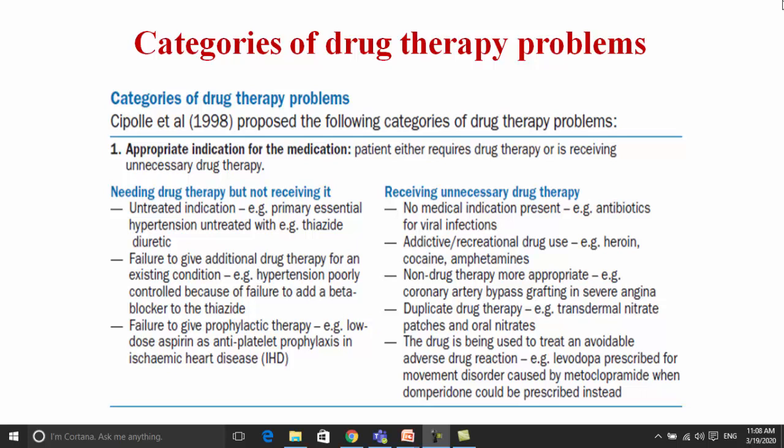The second category is receiving unnecessary drug therapy. The first example is when there is no medical indication present, such as an antibiotic prescribed for a viral infection. The second example is addictive recreational drug use: heroin, cocaine, and amphetamines. The third example is when non-drug therapy is more appropriate, such as coronary artery bypass grafting in severe angina. The fourth example is duplicate drug therapy, such as transdermal nitrate patches and oral nitrate. The final example is when a drug is being used to treat an avoidable adverse drug reaction, for example levodopa prescribed for a movement disorder caused by metoclopramide when domperidone could be prescribed instead. So these are just examples that clarify each of the two categories.